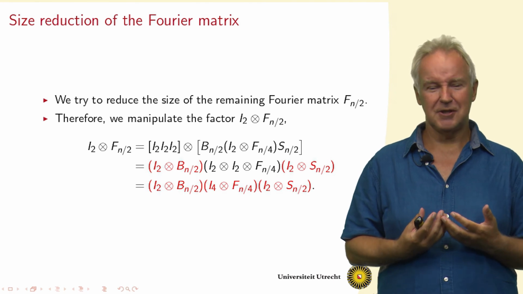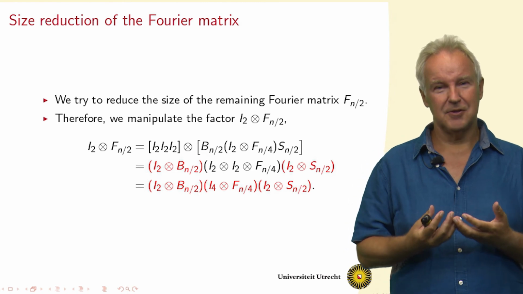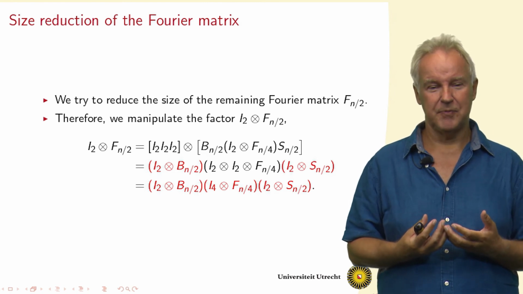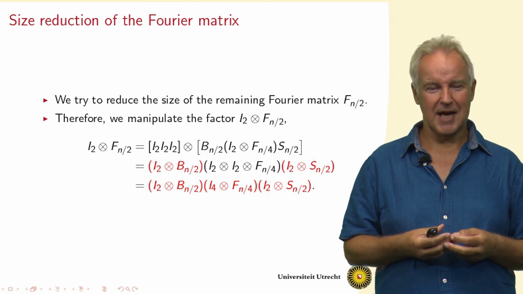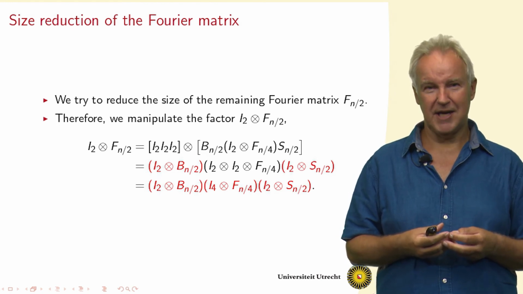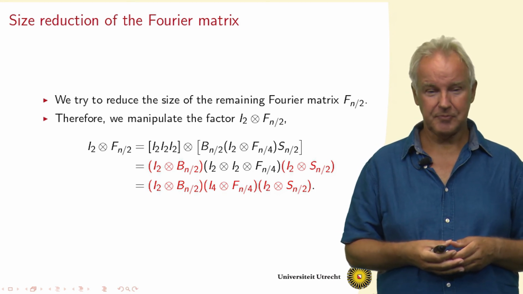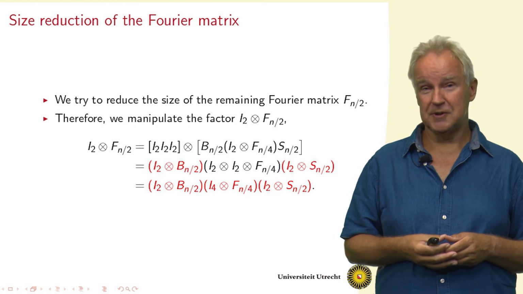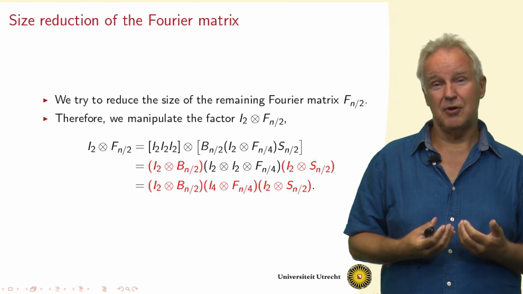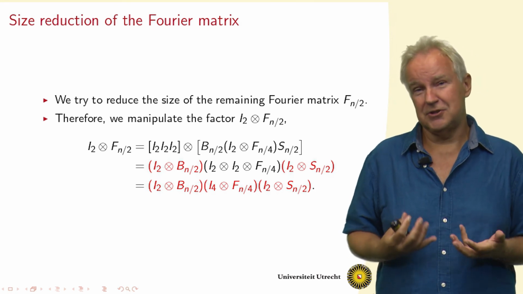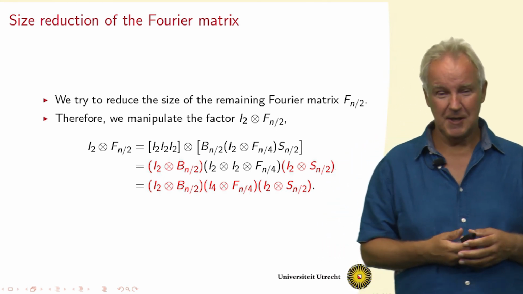We already saw a way of making the Fourier matrix smaller. So let's look at what we do with this factor I2 times Fn over 2, which is in the middle of our t-shirt formula. What we can do is write I2 as the product of 3 matrices I2. They are just identity matrices. I can multiply as many as I want.